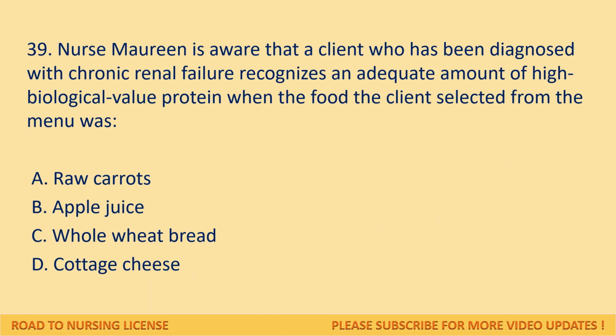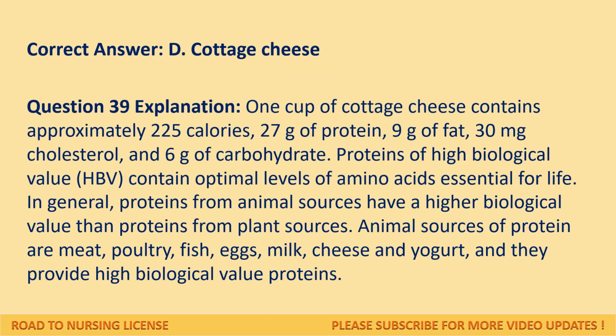Question 39. Nurse Maureen is aware that a client who has been diagnosed with chronic renal failure recognizes an adequate amount of high biological value protein when the food the client selected from the menu was: A. Raw carrots. B. Apple juice. C. Whole wheat bread. D. Cottage cheese. Correct answer: D. Cottage cheese.